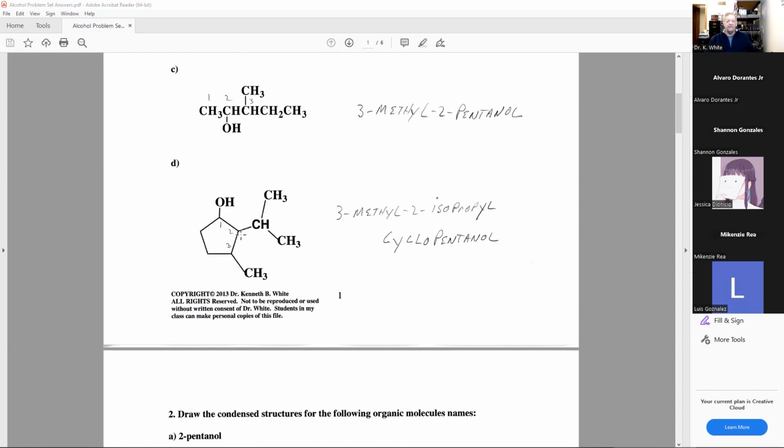But anyways, the isopropyl group is on 2, the methyl group is on 3. Now I follow alphabetical order, so it's 2-isopropyl-3-methylcyclopentanol. But if you had put down 3-methyl-2-isopropylcyclopentanol, you would have gotten it right.